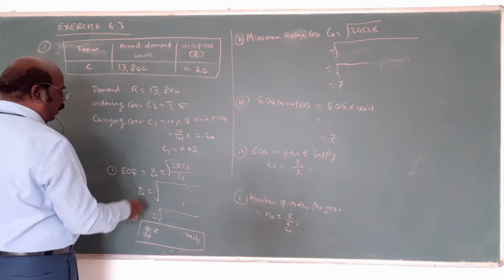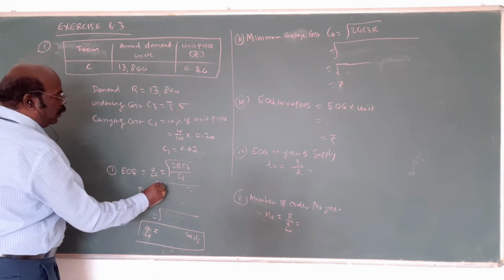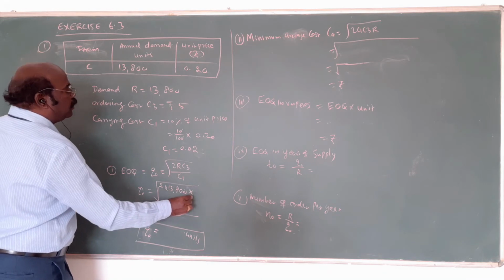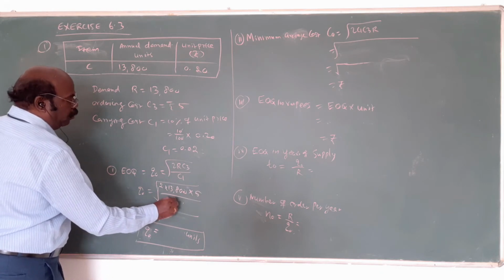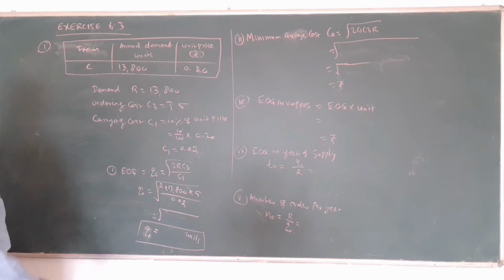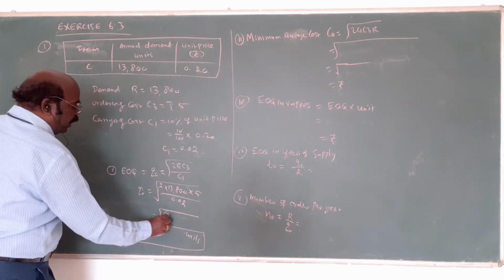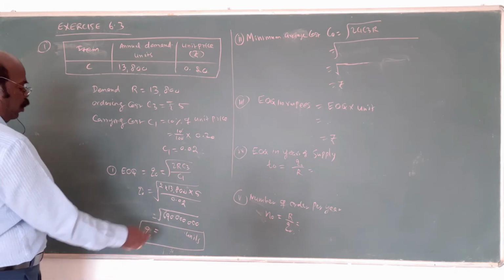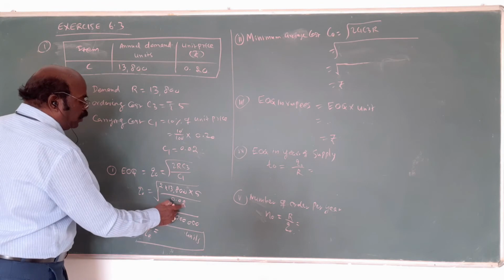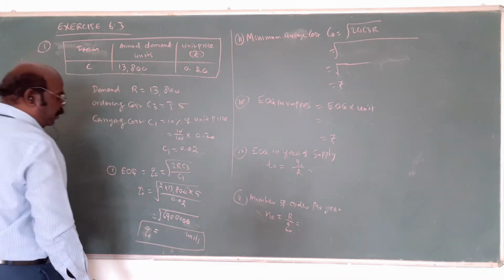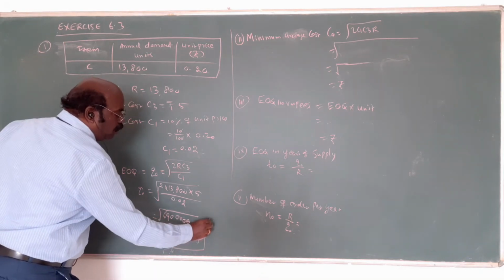So C1 is found out. C3 is given. Now write the formula and substitute here. 2 into 1800, am I right? 30,800 into C3, what is it? 5 divided by 0.02. Now you can multiply all the values and divide by 0.02, we get the answer 690. Am I right? This came as 40, no?